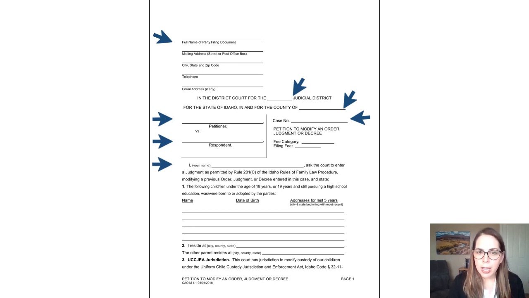Next, you're going to put your name here on this line and read over here what these words say in paragraph 1. This is what you're stating by filing this petition. You're going to put down the names, birthdays, and addresses of the children. Paragraph 2, you are going to put down the city, county, and state where you reside and also where the other party resides. Paragraph 3 is referring to the Uniform Child Custody Jurisdiction and Enforcement Act. Please read that.